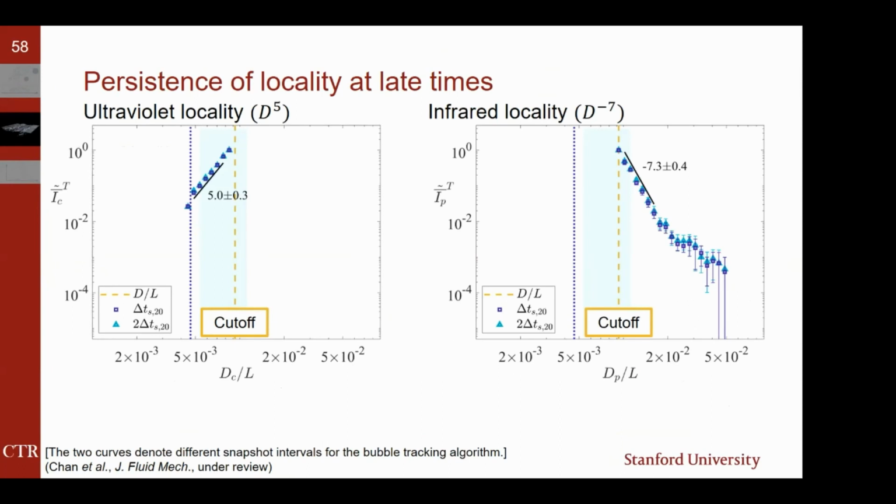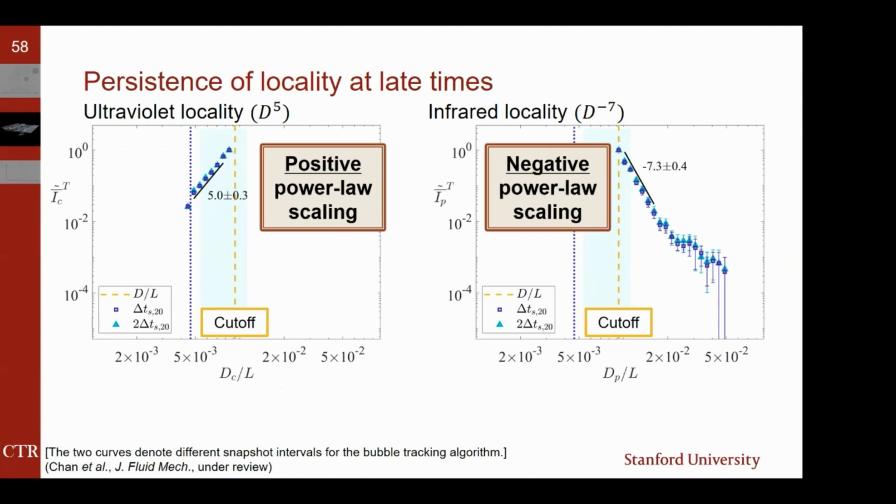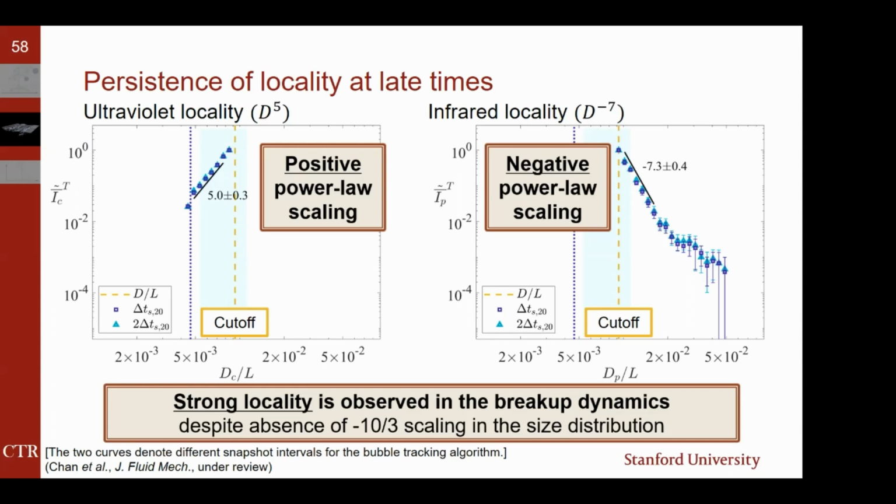So on the left, I'm plotting the contributions to individual child bubble sizes. On the right, the contributions from individual parent bubble sizes. So you see that the simulation and theoretical exponents do look similar, but let's not focus on that. Now, let's just say that the left plot has a positive power law scaling and the right plot has a negative power law scaling. So with this information alone, this tells us definitively that strong locality is observed in the breakup dynamics, even though we didn't see a -10/3 scaling in the size distribution. In other words, yes, there is a cascade, even at these late times.